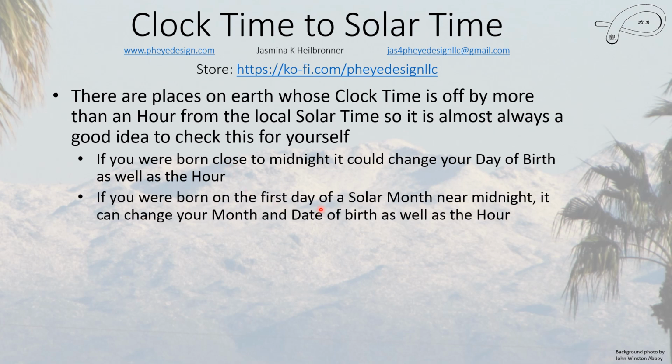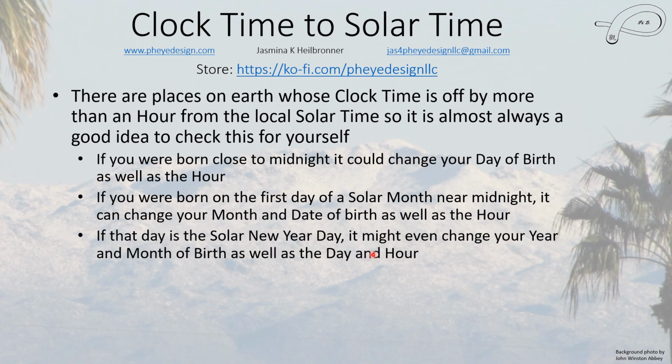If you were born on the first day of a solar month, like the tiger, the rabbit, and so forth, it can change your month and date of birth as well as the hour. And if that day happens to be the solar New Year day, which is either February 3rd, 4th, or 5th, depending on which year it is, it might even change your year, month, and day of birth as well as the hour. It could totally change your entire chart.